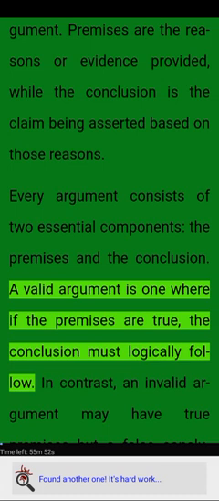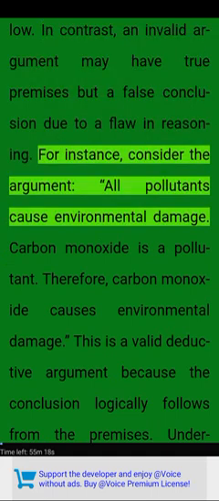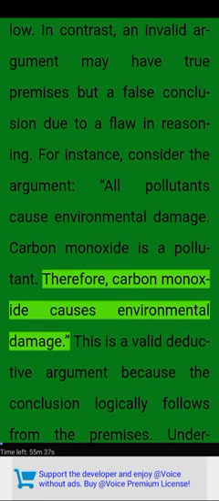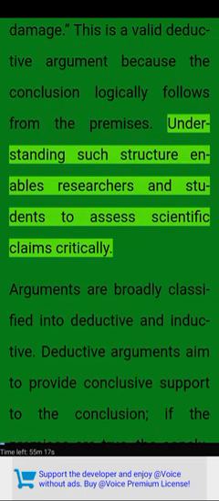A valid argument is one where if the premises are true, the conclusion must logically follow. In contrast, an invalid argument may have true premises but a false conclusion due to a flaw in reasoning. For instance, consider the argument: all pollutants cause environmental damage. Carbon monoxide is a pollutant. Therefore, carbon monoxide causes environmental damage. This is a valid deductive argument because the conclusion logically follows from the premises. Understanding such structure enables researchers and students to assess scientific claims critically.